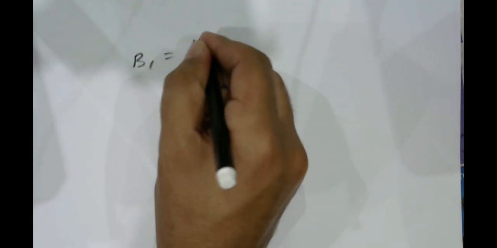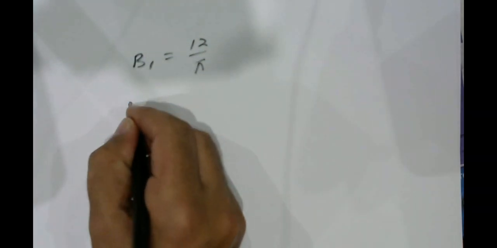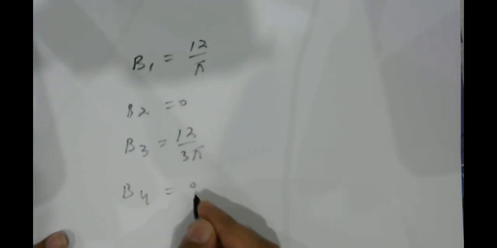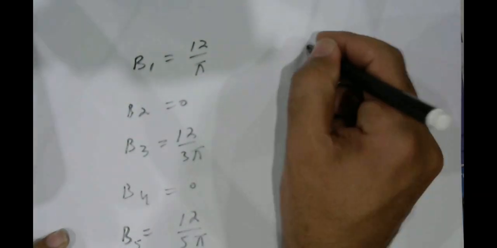Okay, so I'll write this down once again. What I get is b1 is equal to 12 by pi, b2 was 0, b3 was 12 by 3 pi, b4 was again 0. Okay, b5 was 12 by 5 pi. So you can see the pattern: what will be b6? All odd ones have some value and all even ones are 0.